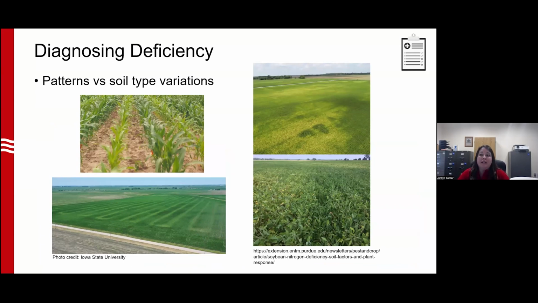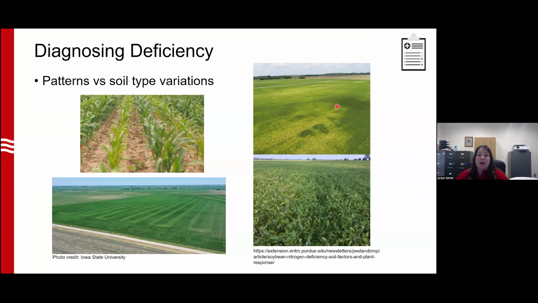Another step we can take to get a better diagnosis is to look for patterns in the field. Straight lines like this first picture and this other one rarely occur in nature. So if you see straight lines like that, it's an indicator that whatever is causing this problem is probably human influenced. So it might be something like a nozzle is plugged on the sprayer or a skip or an overlap in the fertilizer application.